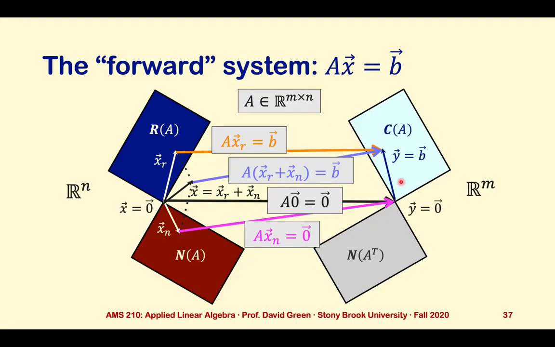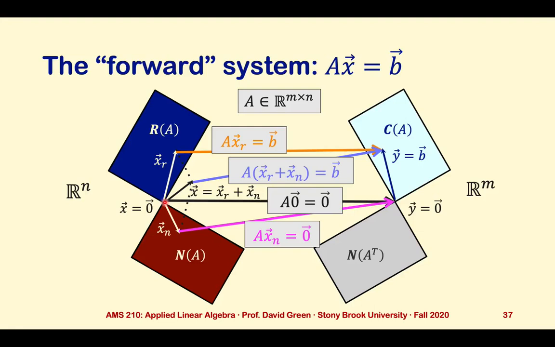We can add these ideas to this picture of the four subspaces. This is a little bit busy, but let's walk through it fairly slowly. We've already discussed the four matrix subspaces. For the forward system of Ax = b, the ones that are most relevant are the row space, the null space, and the column space. The left null space doesn't play very much of a role.